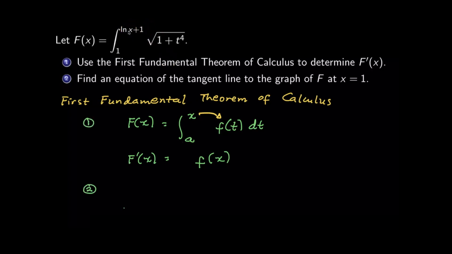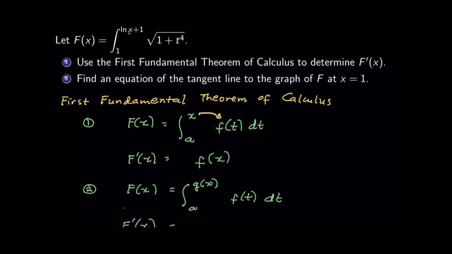The second variation is that if f of x is the integral from a constant to another function in terms of x, my derivative is equal to, we still copy this one, but this time around, we put this inside our function. So replace t by g of x, but do not forget to multiply it with the derivative of this expression over here.